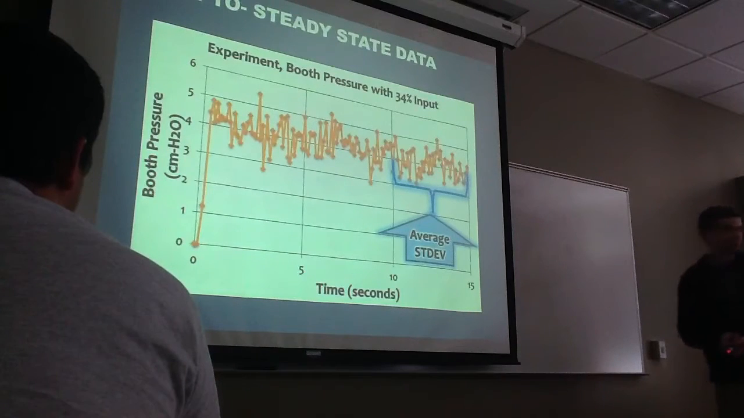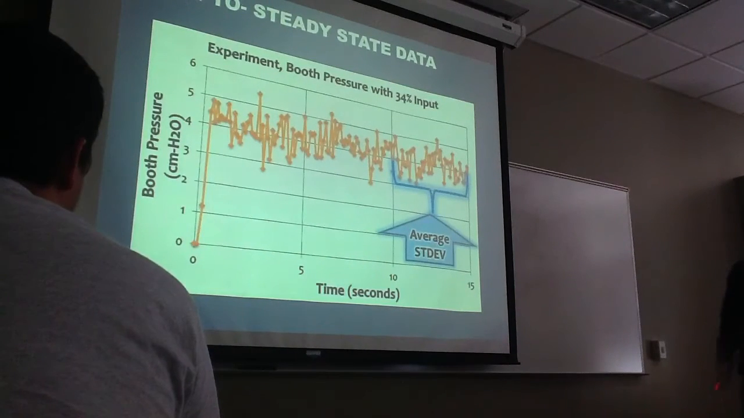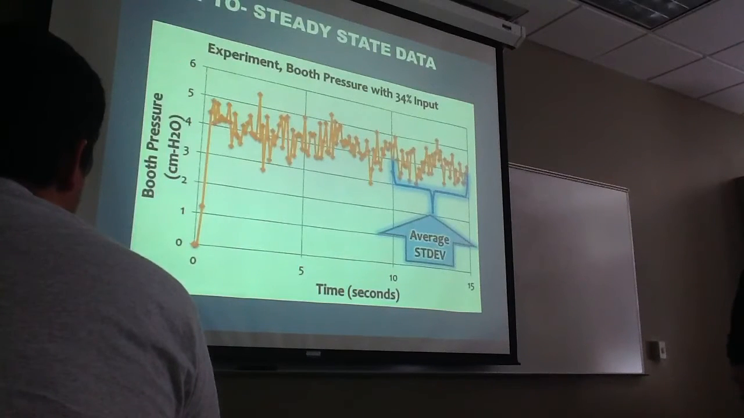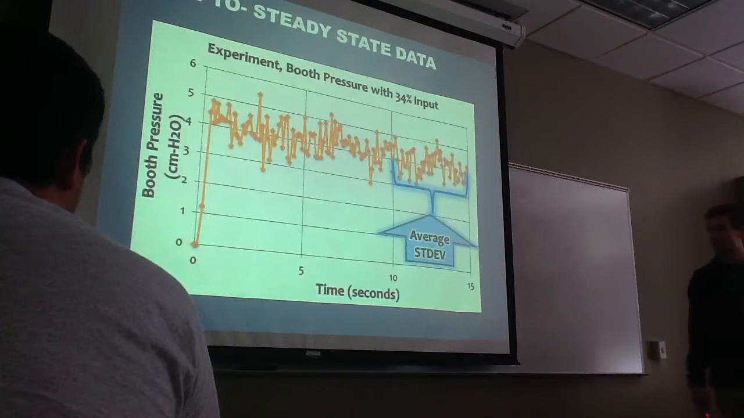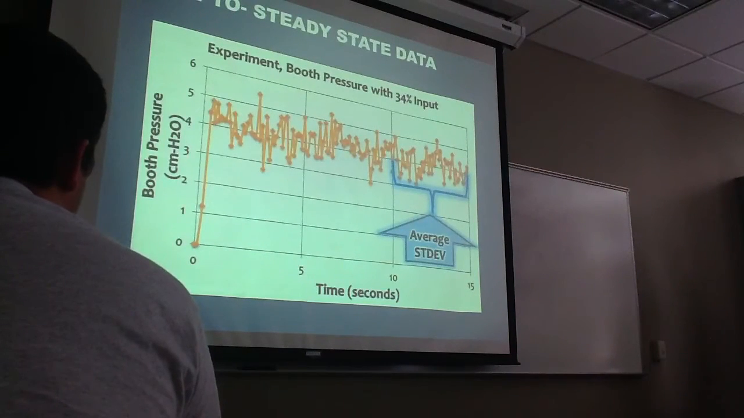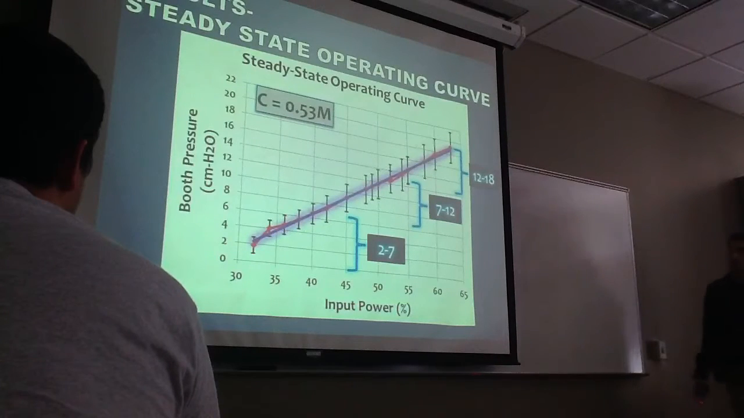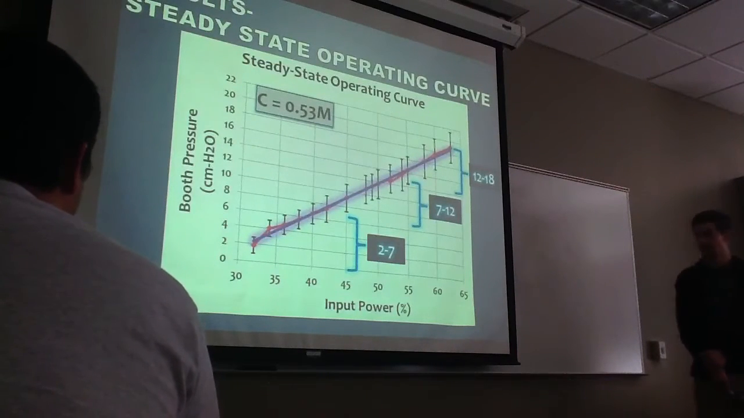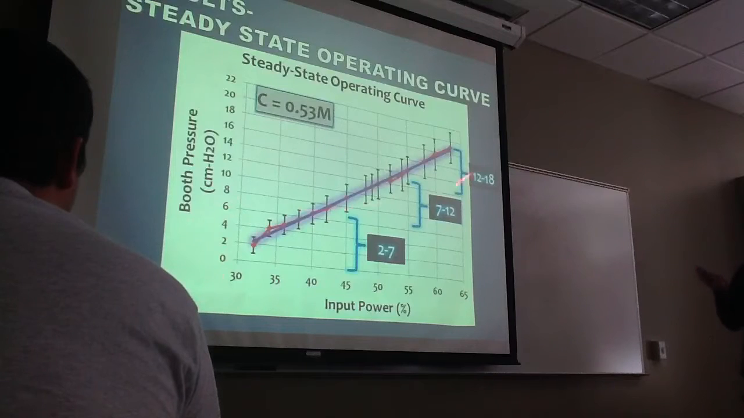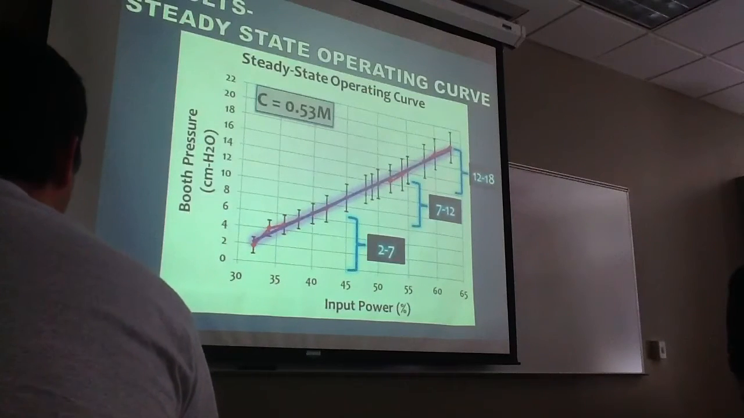How to get the steady state data: each trial was operated at a constant pressure. We let that constant pressure reach a steady state, took the average of that and the standard deviation, and then plotted that data point together to obtain this steady state operating curve. You can see the trend line in purple right here, which gave us an average output of a little over half the input.